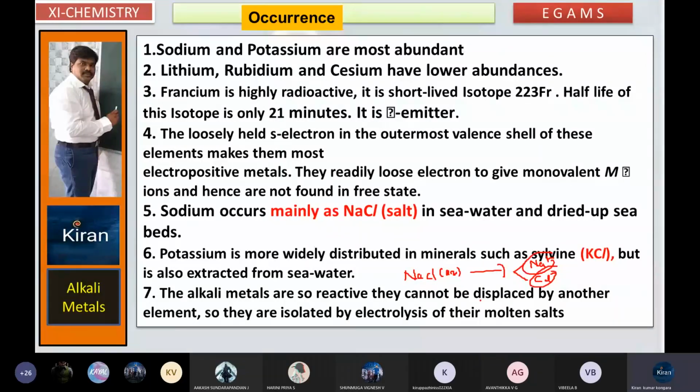That is the point mentioned in the seventh one. The alkali metals are so reactive that they cannot be displaced by another element, so they are isolated by electrolysis. This is called electrolysis.